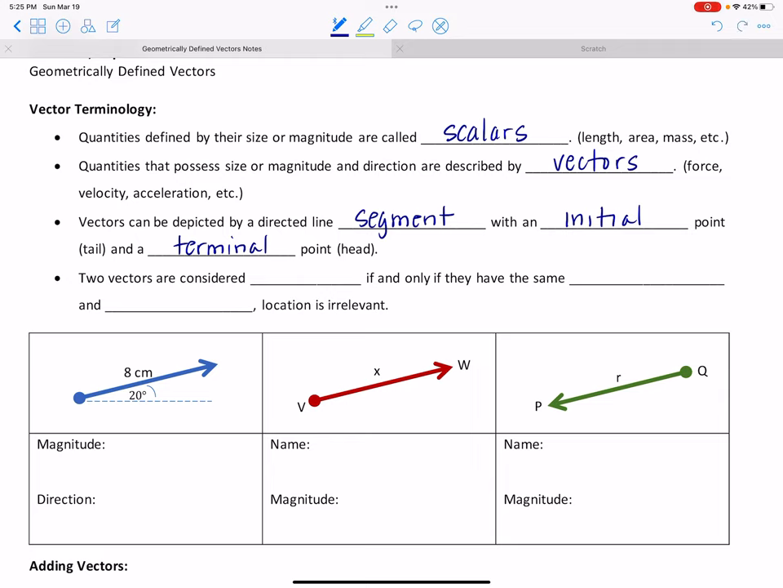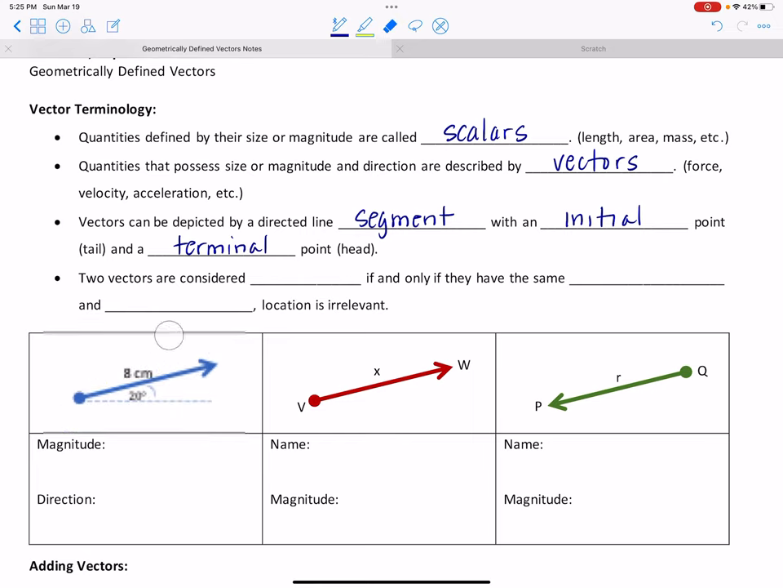So this is an example of a vector. It's got a magnitude, it's got a direction, so I know it's 8 centimeters in length and a 20-degree angle from the horizontal that's here. This would be the initial point or the tail end of that directed segment, and this would be the terminal point or the head of that directed segment.